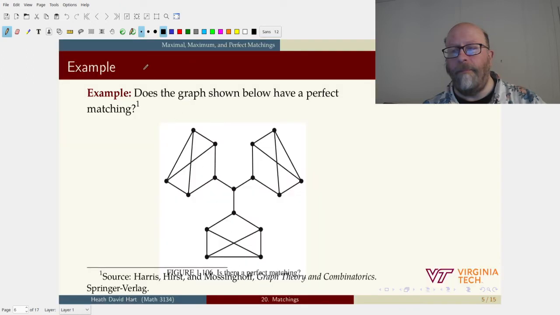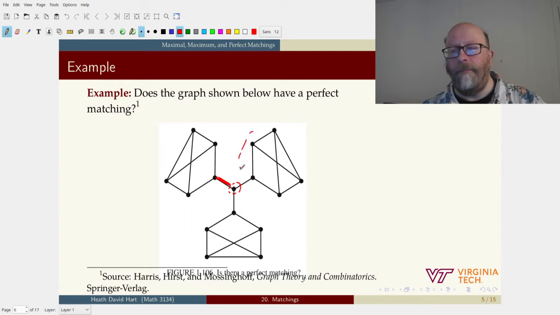All right, so let's take a look at this example here. This came from the Harris textbook. Does this graph have a perfect matching? I'll give you a couple of seconds to think about this. It does have an even number of vertices, but this vertex in the center has to be matched somewhere.